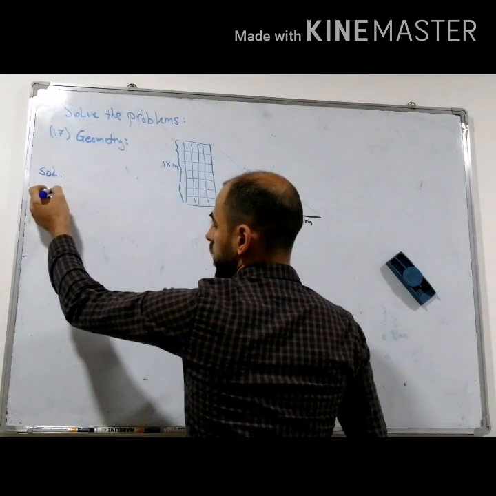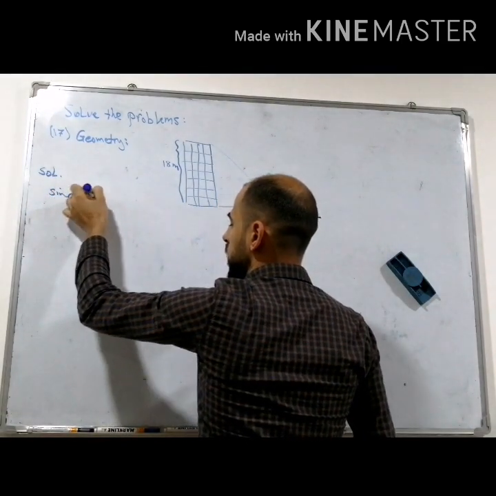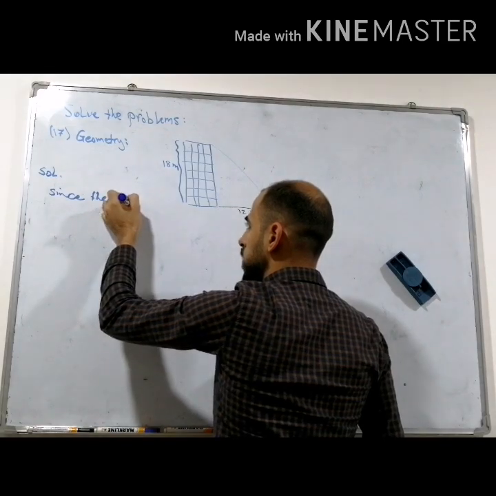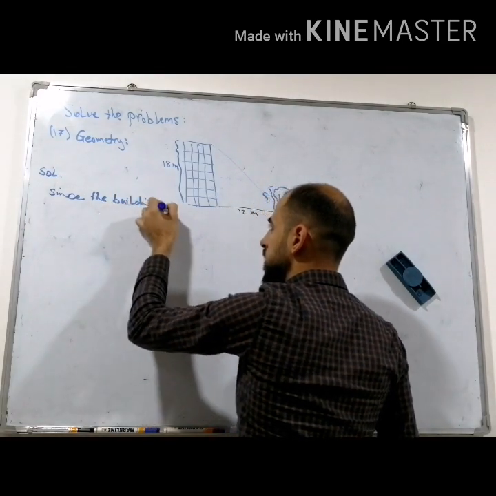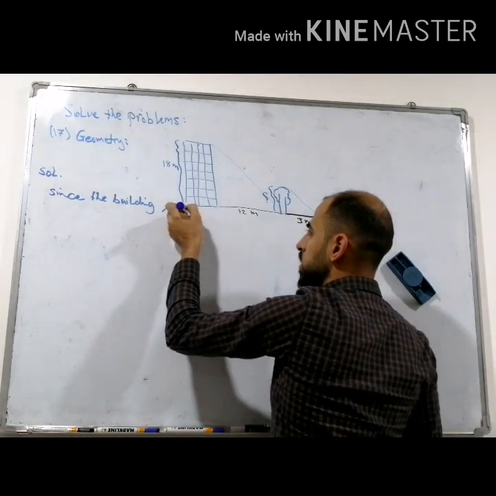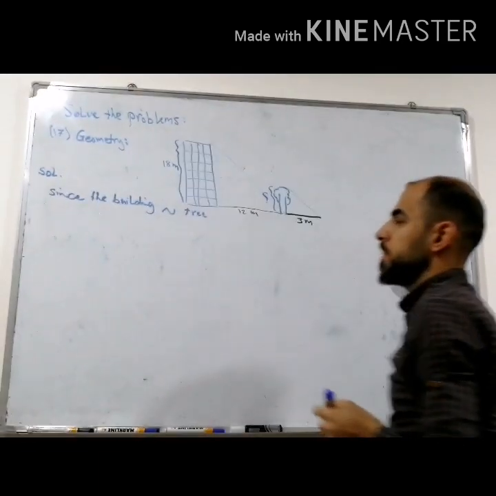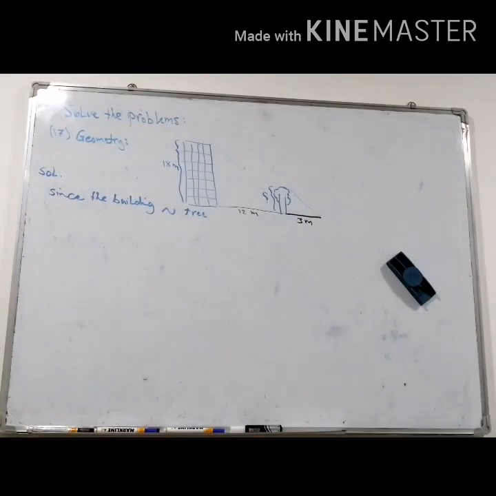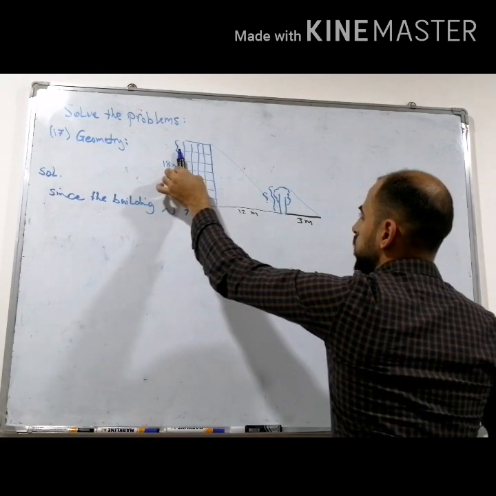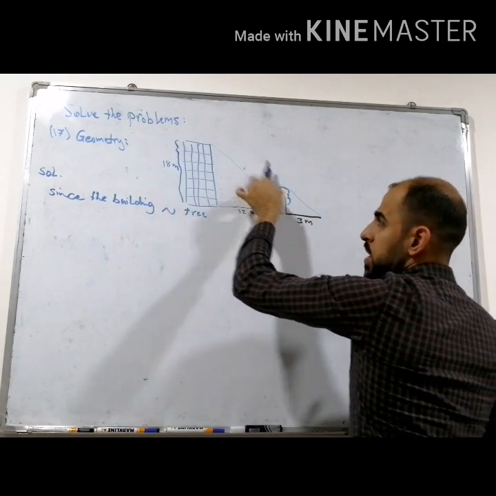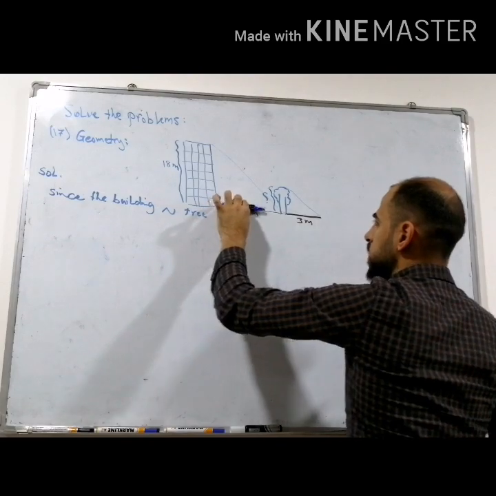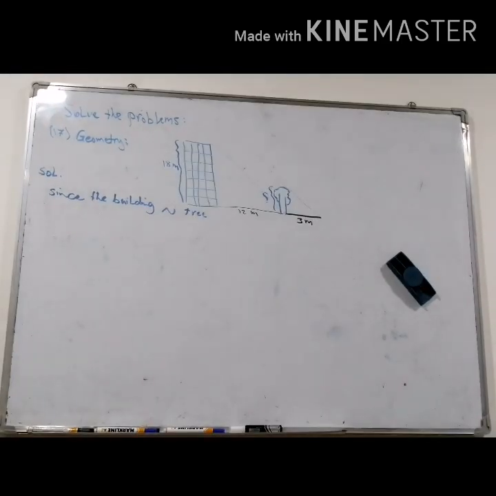The solution will be like this. Since the building is similar to the tree, we will use the property of proportional sides. Why? Because any two similar shapes must have proportional corresponding sides. So this side will correspond with this side and will be proportional, and this side will correspond with this one and they will be proportional.